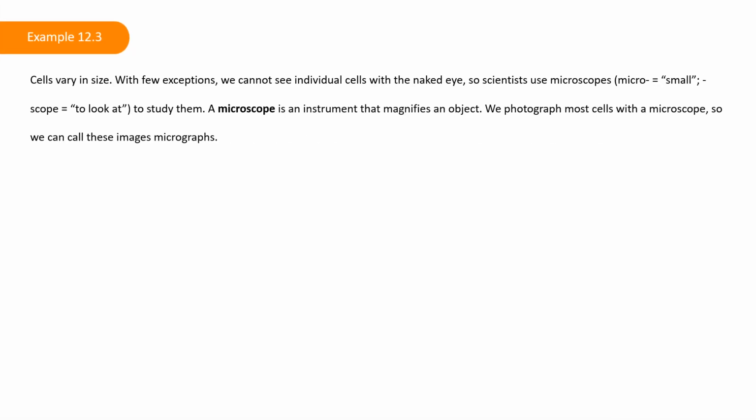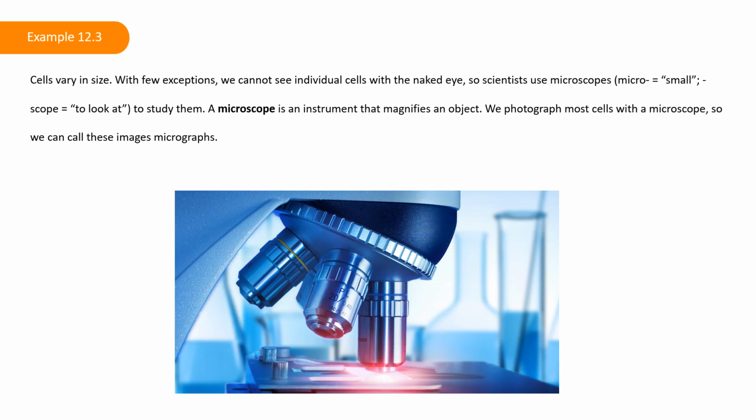Cells vary in size. With few exceptions, we cannot see individual cells with the naked eye, so scientists use microscopes to study them. A microscope is an instrument that magnifies an object. We photograph most cells with a microscope, so we can call these images micrographs.